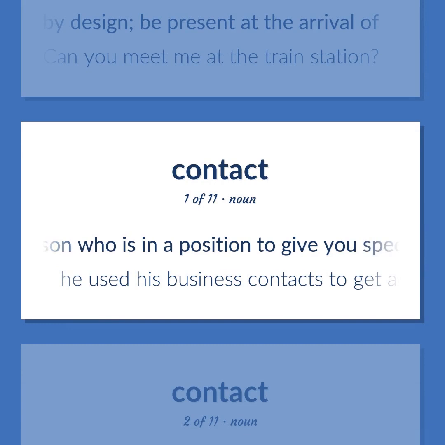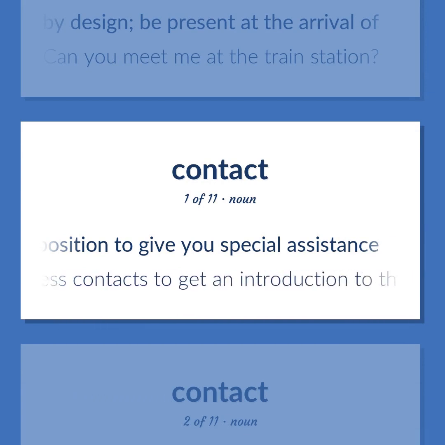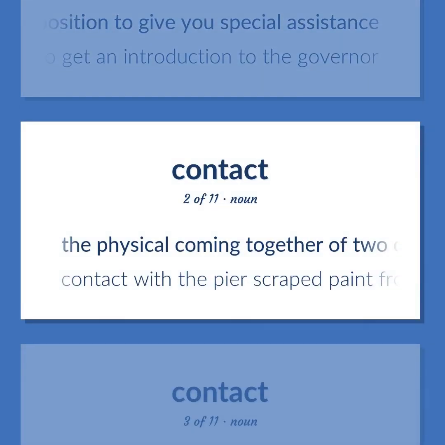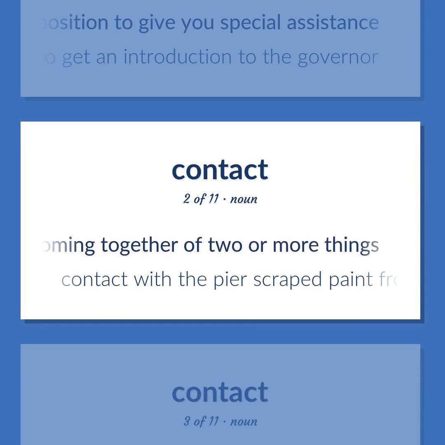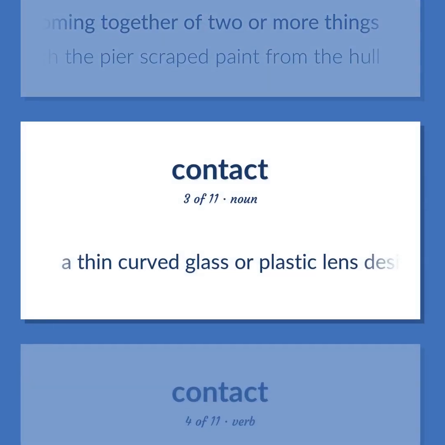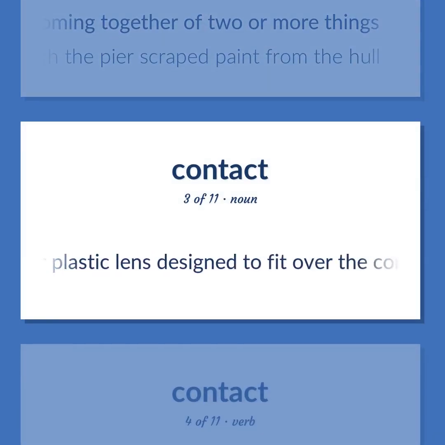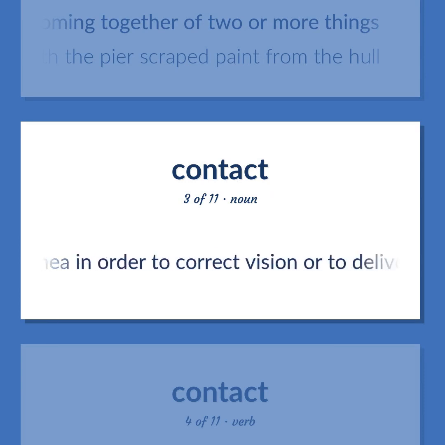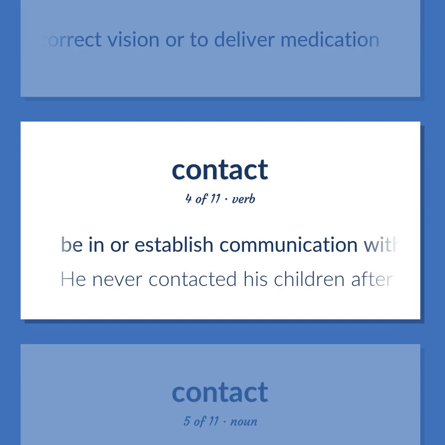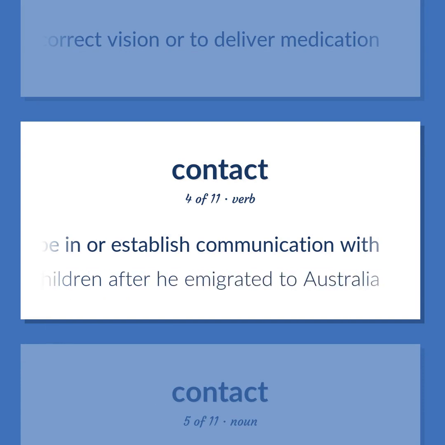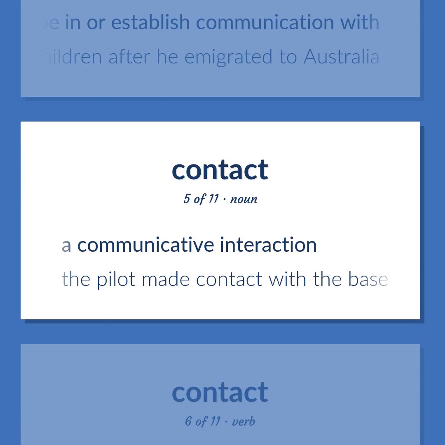A person who is in a position to give you special assistance. He used his business contacts to get an introduction to the governor. The physical coming together of two or more things. Contact with the pier scraped paint from the hull. A thin curved glass or plastic lens designed to fit over the cornea in order to correct vision or to deliver medication. Be in or establish communication with. He never contacted his children after he emigrated to Australia. A communicative interaction. The pilot made contact with the base.